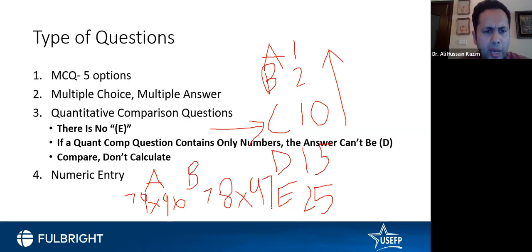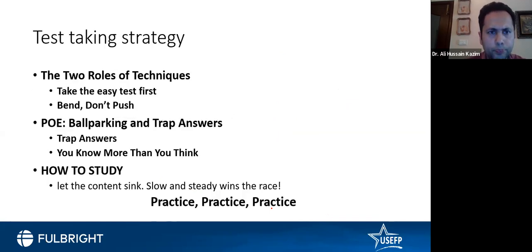So next is numeric entry. In the numeric entry, you have to type in the answer. Now there are two techniques for how to approach this test. The first technique is that you take the easy test first. This technique is for test takers who have done a lot of practice and who, by reading a question once, know that this is a difficult question and they can maybe skip it. So the first technique is for advanced test takers.